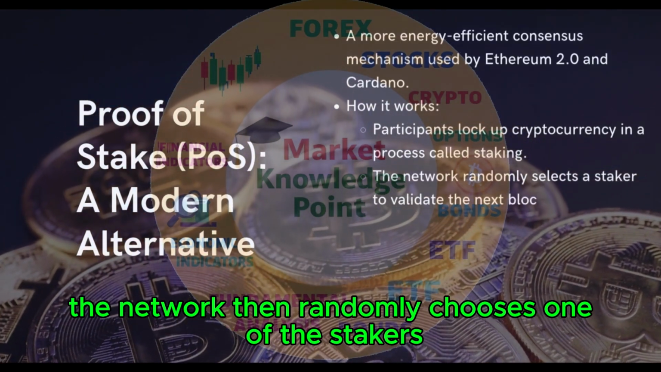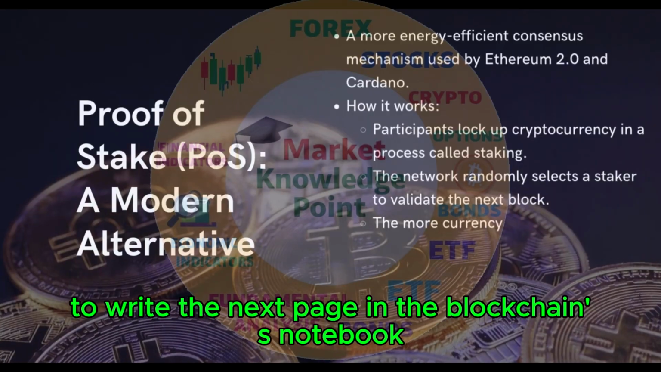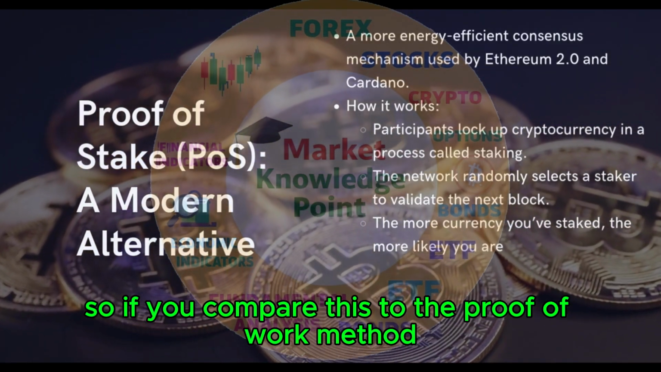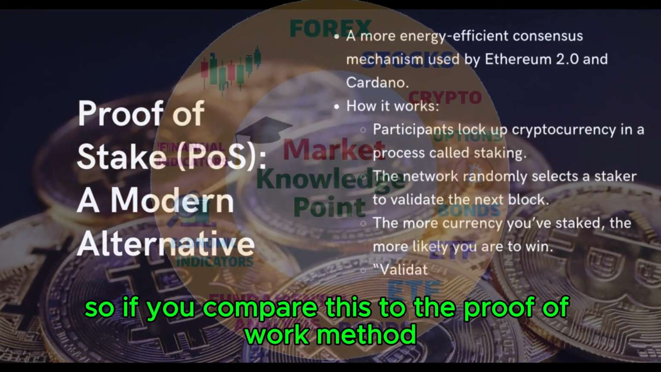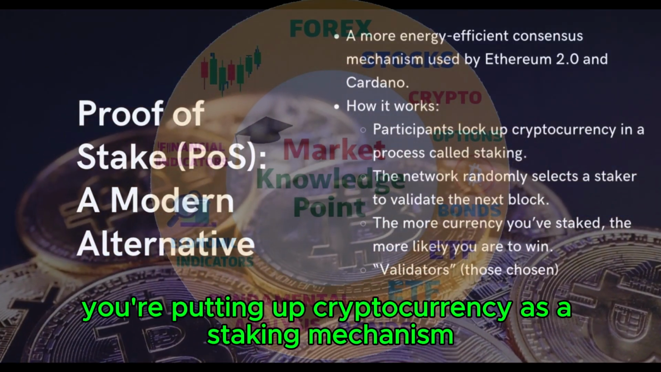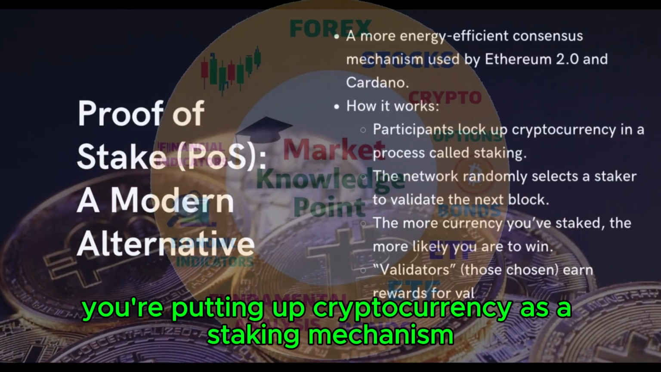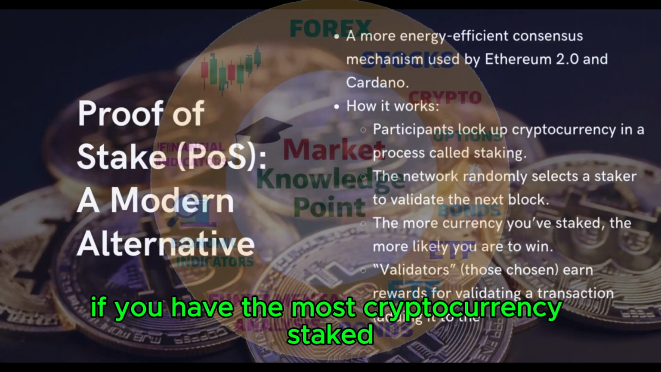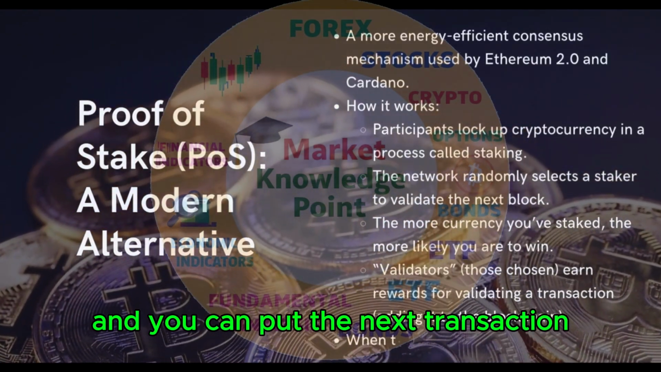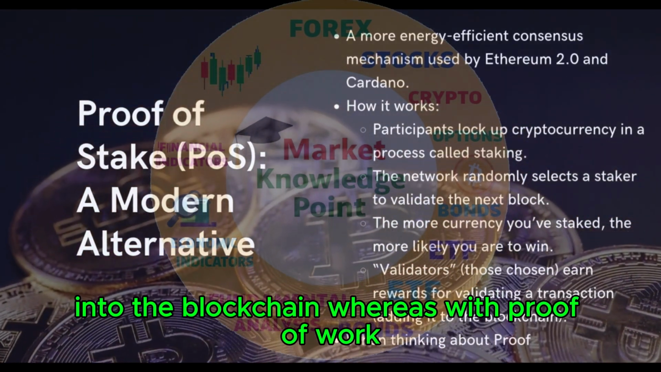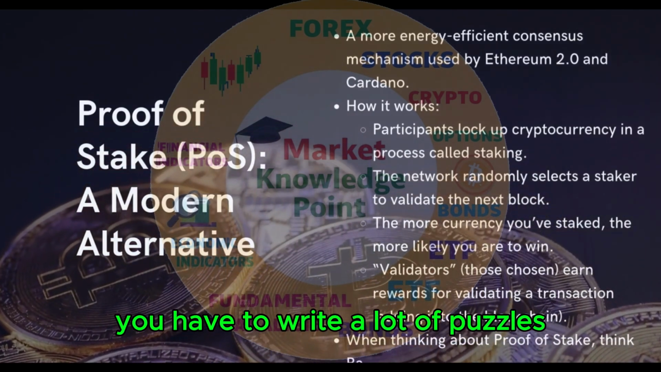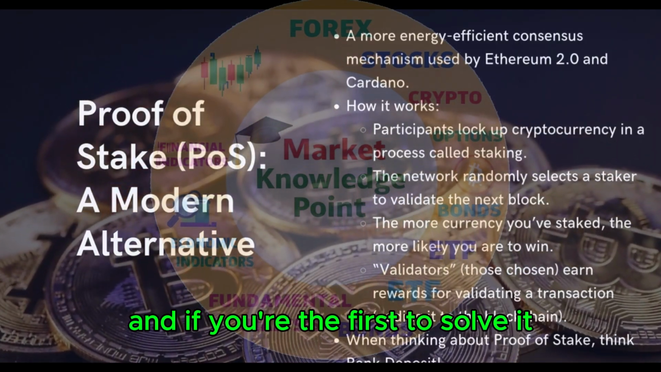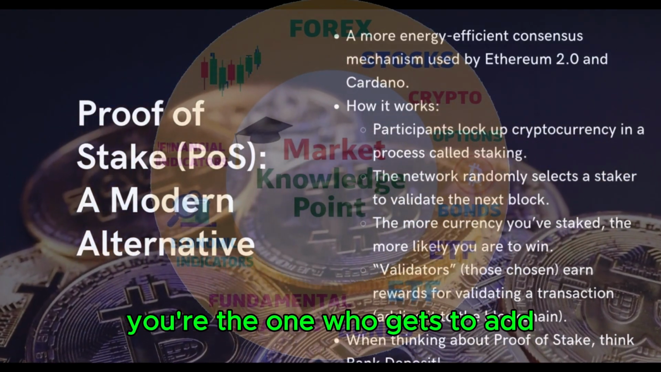The network then randomly chooses one of the stakers to write the next page in the blockchain's notebook and earn rewards. So, if you compare this to the proof of work method, in this situation you're putting up cryptocurrency as a staking mechanism. The network picks you if you have the most cryptocurrency staked, and you can put the next transaction into the blockchain. Whereas with proof of work, you have to respond to a lot of puzzles and do all these calculations. And if you're the first to solve it, you're the one who gets to add the transaction to the blockchain.